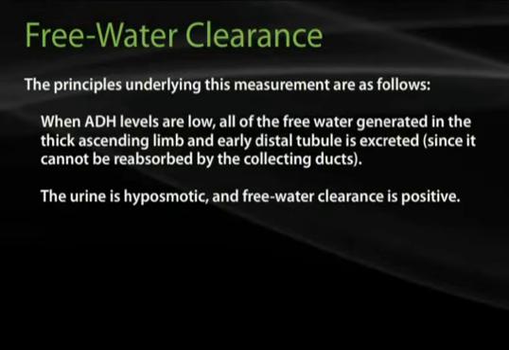1. When ADH levels are low, all the free water generated in the thick ascending limb and early distal tubule is excreted. This is because it cannot be reabsorbed by the collecting ducts. In this case, the urine is hypoosmotic and free water clearance is positive.